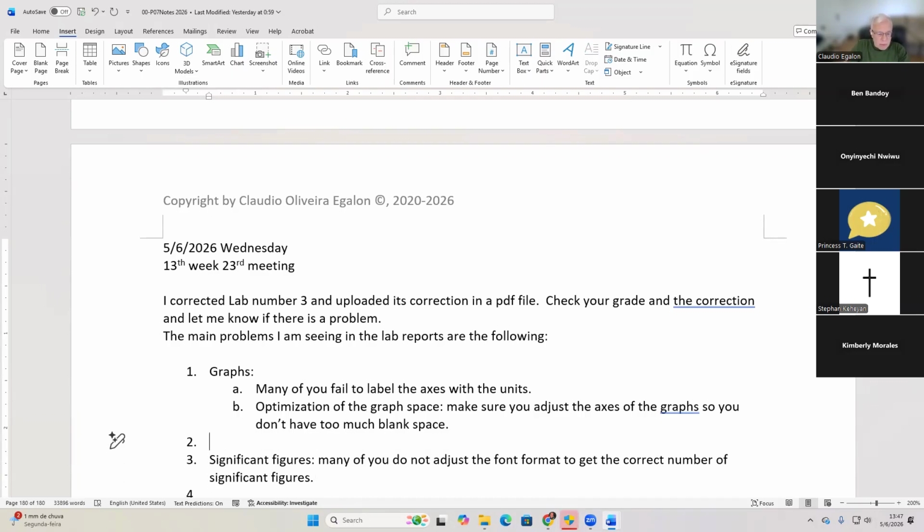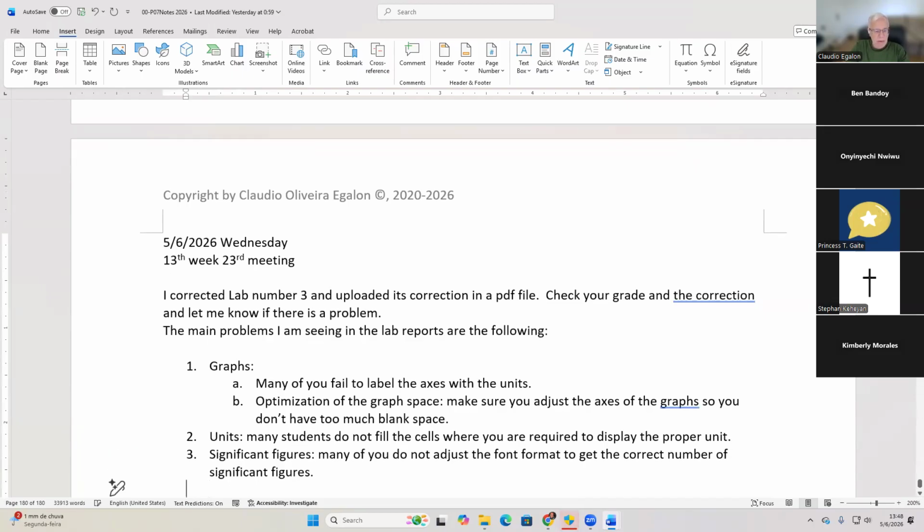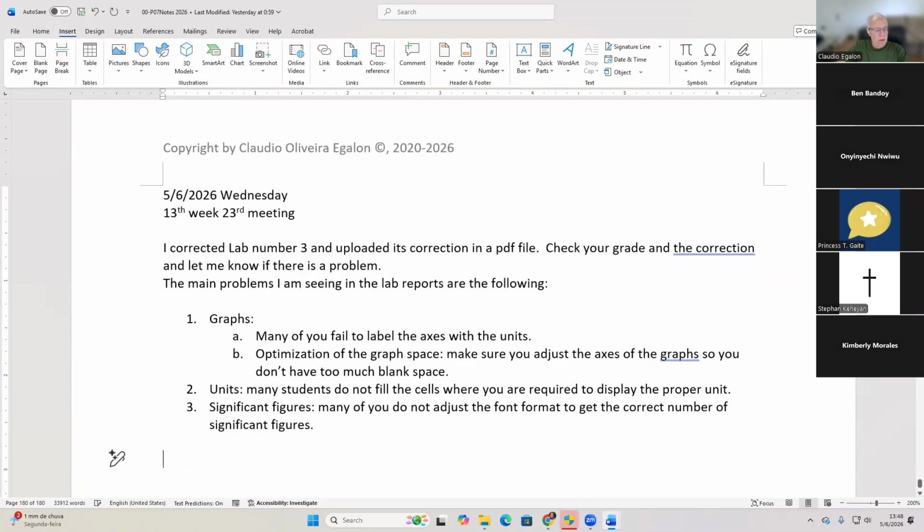And the other one, even simpler to do and requires far less work, is the units, right? Many students do not fill the cells where you are required to display the proper unit. That's very simple, because most of the time it is just copy and paste. So watch out for that. You lose lots of points when you fail to do that.